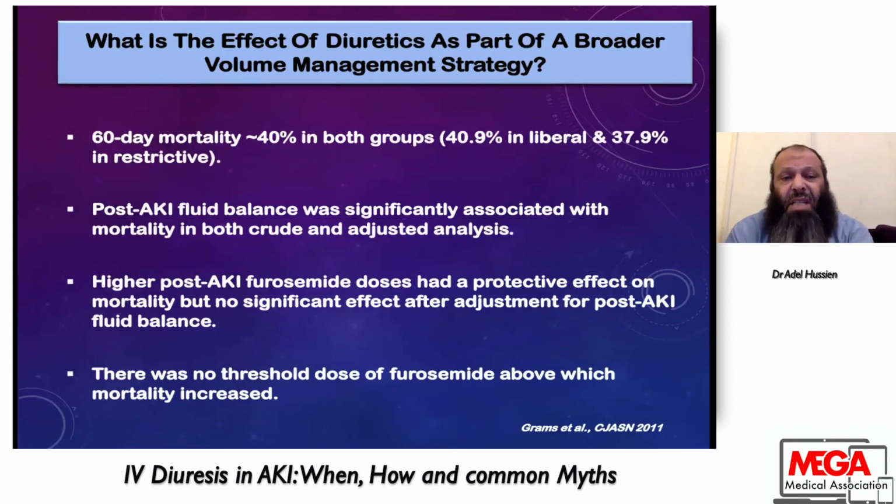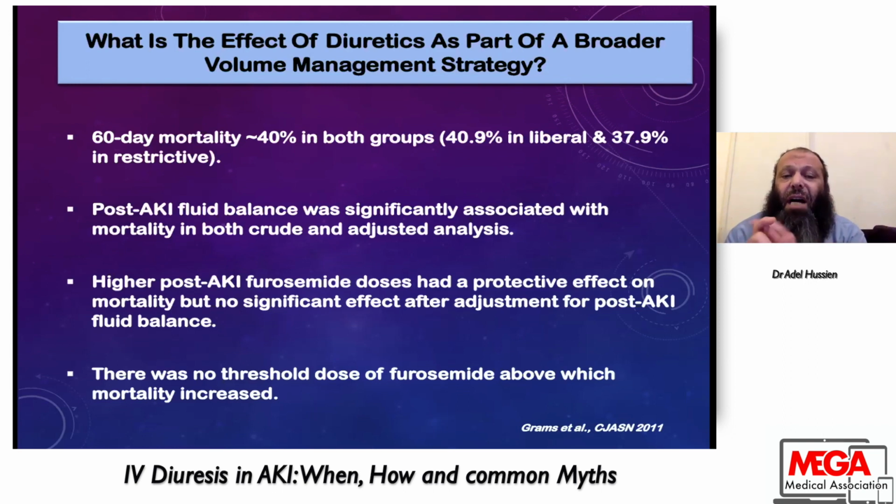The 60-day mortality was about 40% in both groups, liberal and restrictive: 40% in the liberal, 37.9% in the restrictive. Post-AKI fluid balance was significantly associated with mortality, in both crude and adjusted analysis. We have two types, the crude mortality, which is general, and the adjusted, which is related to the AKI. So post-AKI fluid balance was associated with mortality.